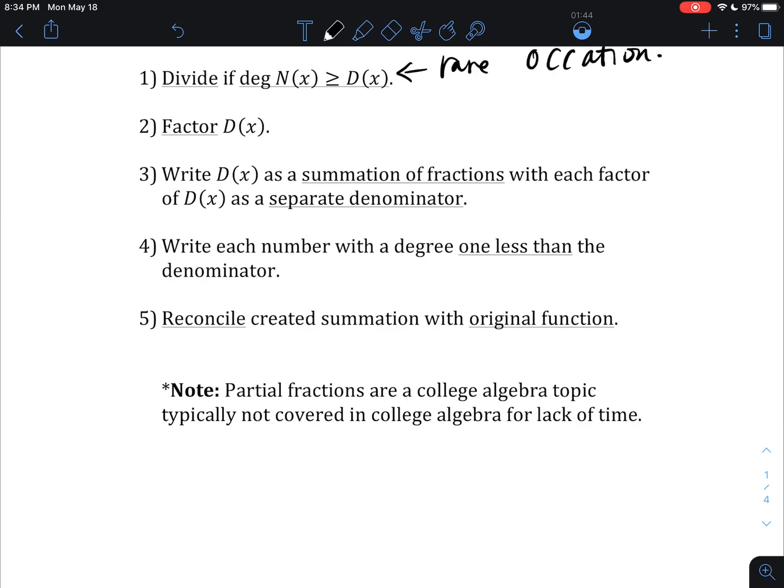Note that partial fractions is a college algebra topic, typically not covered in college algebra for lack of time. Okay, so if you haven't seen partial fractions, I think you'll be okay. If you've seen it, better for you, right? You'll understand this breakdown a little bit better. But it's not a dire need if you haven't seen it, okay?